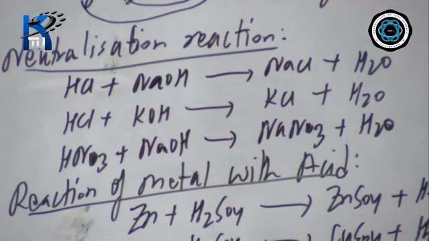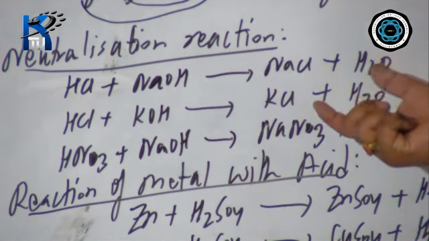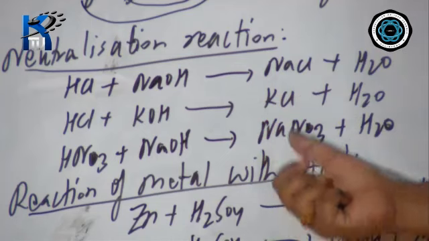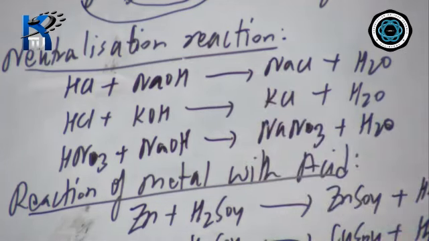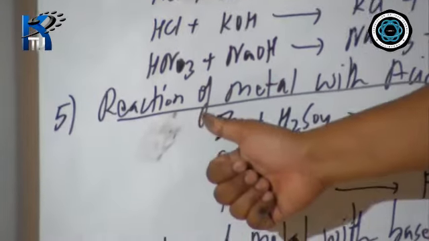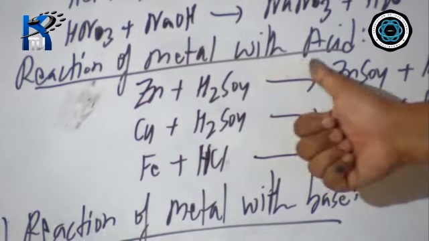There are many others in your book. Again, you can refer to examples of neutralization reaction. For the time being, I have given you 3. So sodium chloride, potassium chloride, and sodium nitrate are the salts prepared by neutralization reaction. Now we will see the salts prepared by reaction of metal with acid.